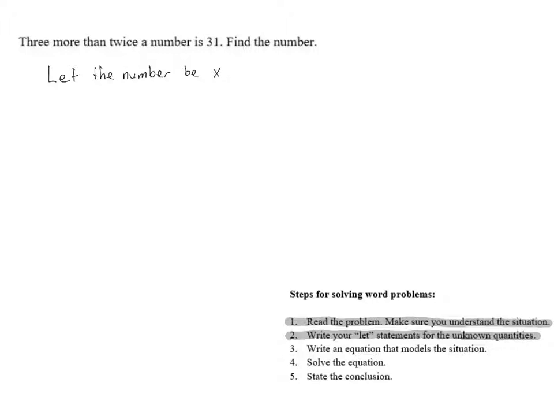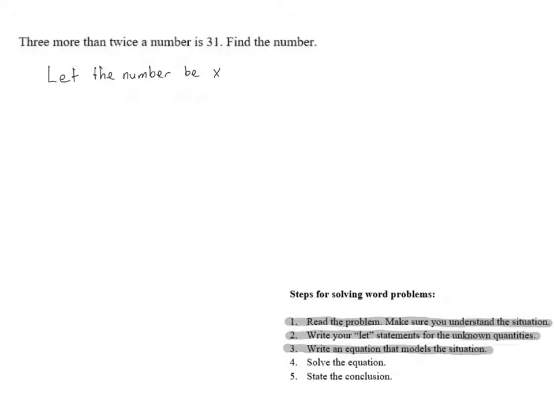We're going to give that number a name so that we can put it in an equation and hopefully solve for it. Now, the next step asks us to write an equation that models the situation. And we need to look at the information that we haven't used yet. There's another sentence in this problem. 3 more than twice a number is 31. And this is going to give us the equation.